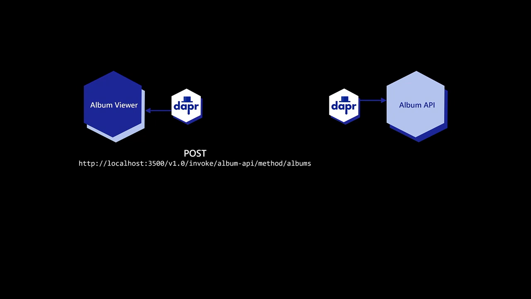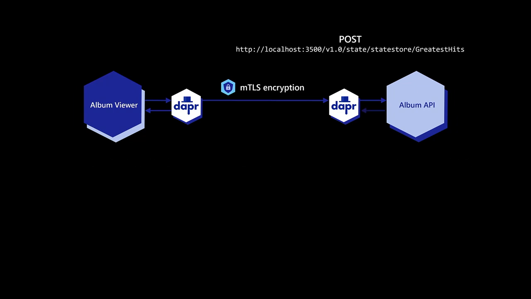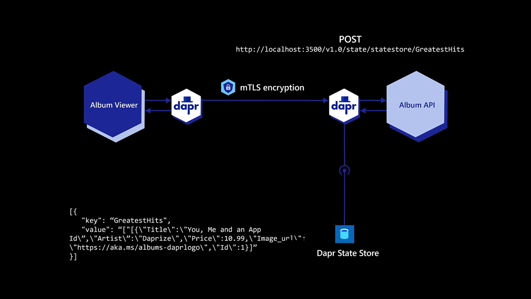We'll be using the album API, but a version that's been instrumented with Dapr. We've added a second Dapr-enabled microservice, which will use Dapr's Service Invocation API to invoke the backend. Upon invocation, the backend API will retrieve a list of albums using Dapr's state management capabilities. Here, we can see the payload that's returned to the web app for users to view.